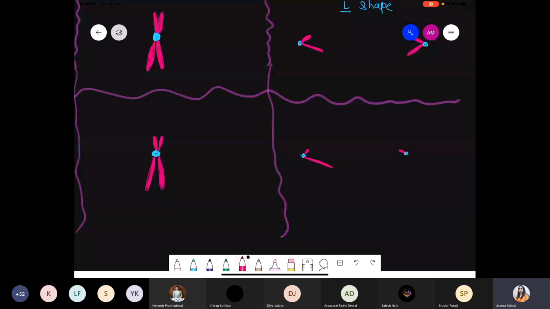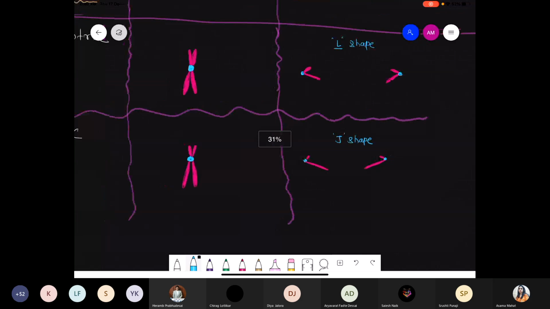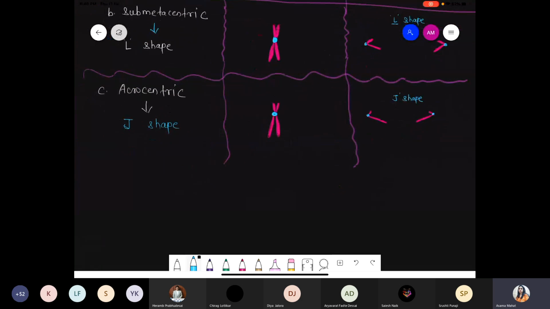Difference कैसे पता चलेगा? Because one arm basically is very small as compared to L shape. In the L shape, formed during the submetacentric, the P arm or whatever the one arm is quite long. But when you compare this with J, one arm is very short, like this. And when we are talking about acrocentric, the shape of the chromosome we obtain during the ana is J shape. Okay?